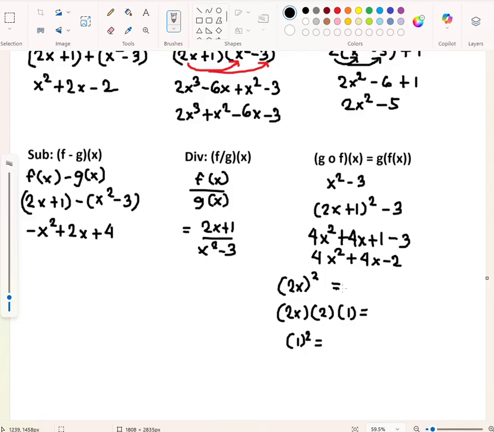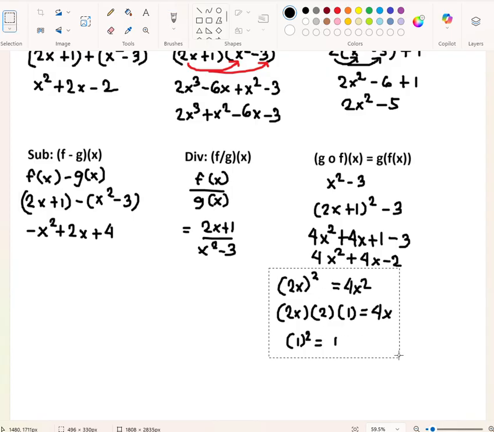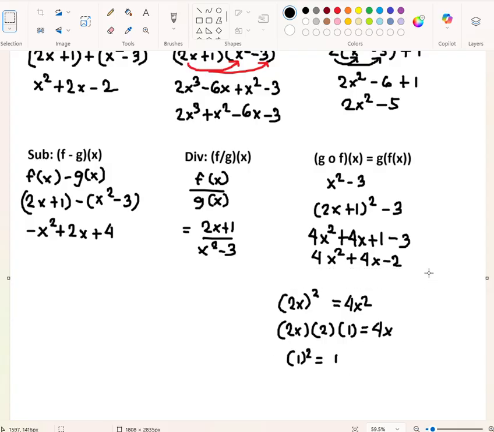Again, this is just the shortcut. But if you don't know how to solve using the shortcut, you can use the FOIL method. So again, this is the 4x squared, this is the 4x, this is the 1. So that's the lesson for today. Next tutorial or next lesson, I will send it if I have free time.